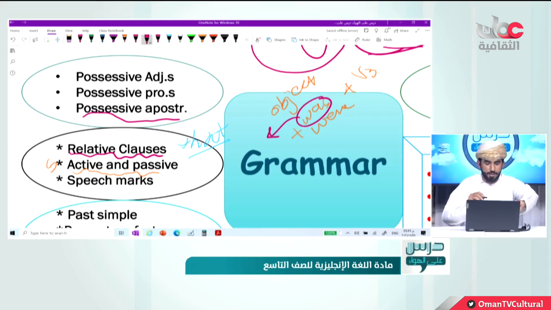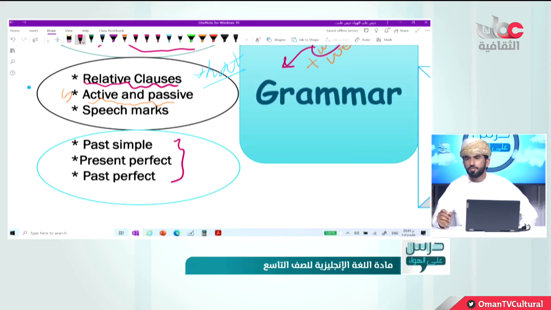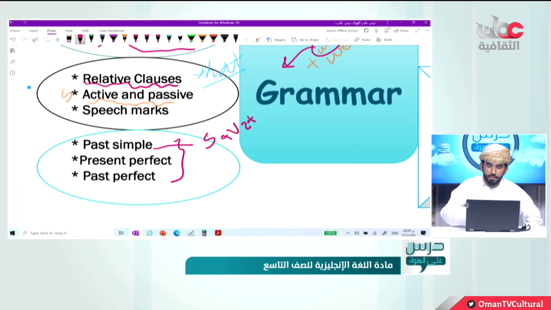Speech marks, I'm not going to go through them, you know them. Past simple, all of those three grammar rules, they're very important. Past simple, it is an action that happened in the past and it's done, finished. It doesn't exist anymore. And if we're talking about the form, then we say subject plus V2 plus object. V2, past simple, like went.